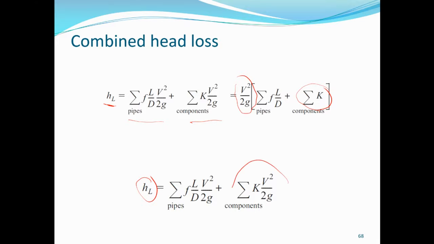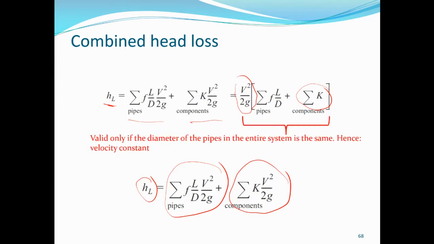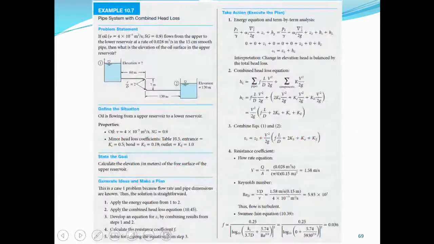But like I mentioned before, the minor head loss is usually very small compared to the major head loss, so more often than not, we normally neglect them. This is valid only if the diameter of the pipe in the entire system is the same, hence the velocity is constant. Because here the velocity is constant. Otherwise, you'll have to separate it for each segment. And this is for all cases.